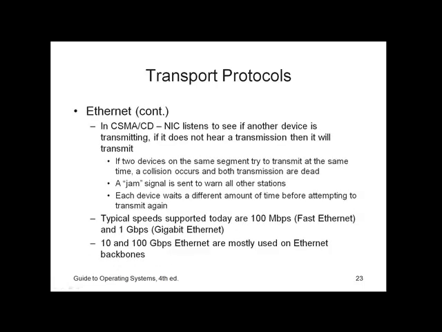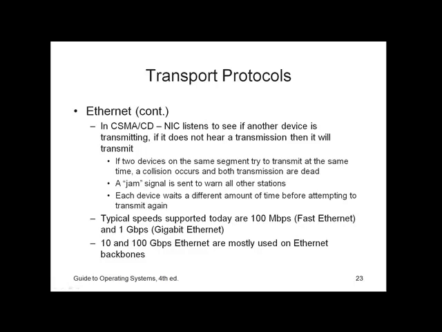Now in CSMA/CD, the NIC card listens to see if another device is transmitting. If it doesn't hear any transmission, then if it has something to transmit, it's going to transmit. Now, if two devices on the same segment try to transmit at the same time, a collision occurs and then both the transmissions are dead. So when that happens, a jam signal is sent to warn the other stations. Each device waits for a different amount of time before attempting to transmit again.